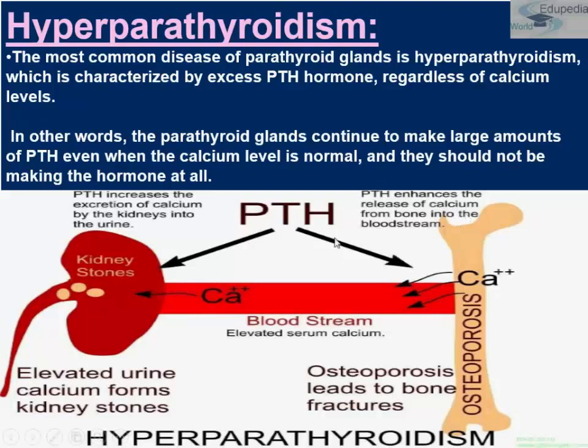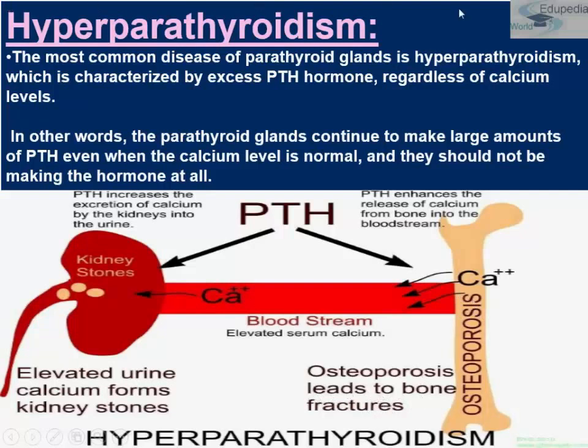What does it do? It enhances the release of calcium from bone into the bloodstream. See, this bone calcium is going to the blood, and from the blood it is going to the kidney, and thus this PTH increases the excretion of calcium by the kidney into the urine. But as I said, demineralization has occurred in the bone, so the bone will suffer from the disease known as osteoporosis. So osteoporosis leads to bone fracture very soon.